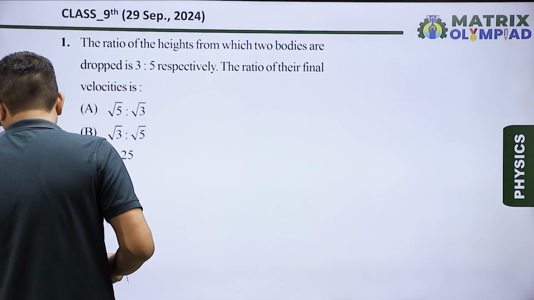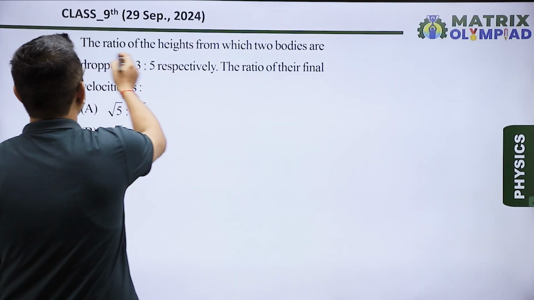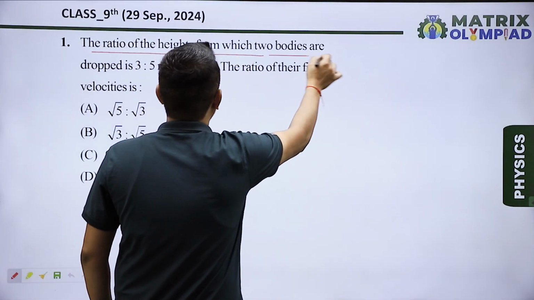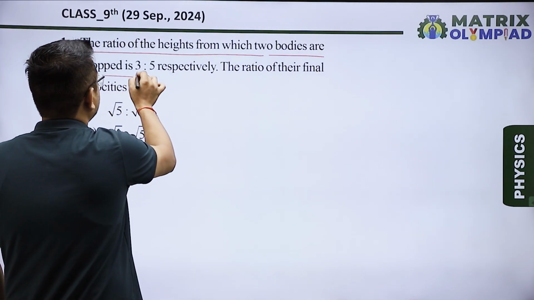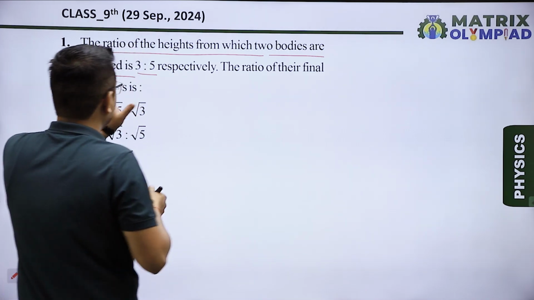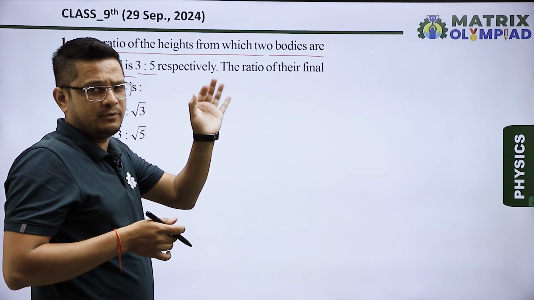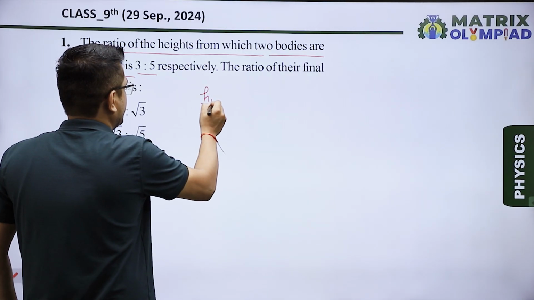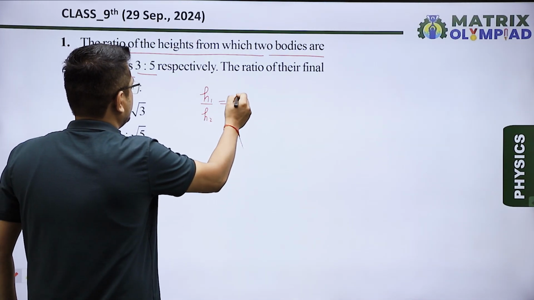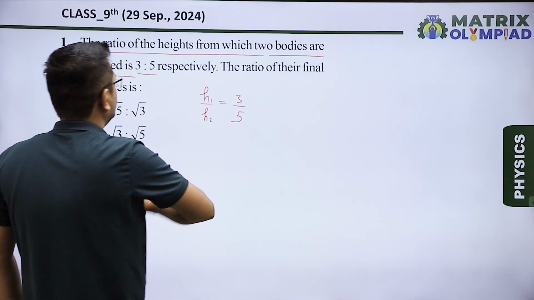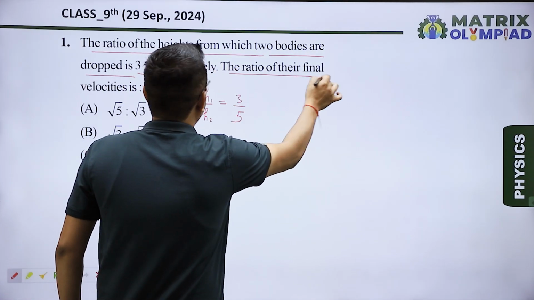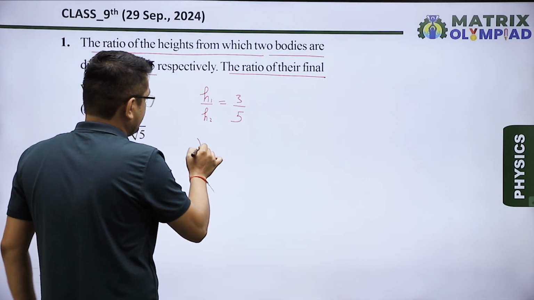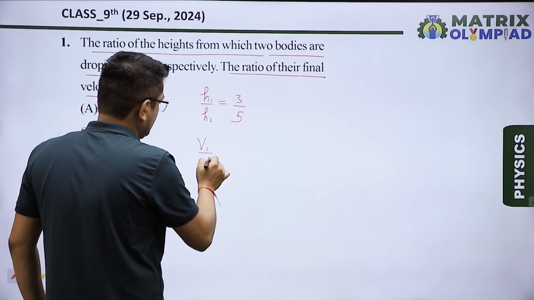Question number 1. It is said that the ratio of heights from which two bodies are dropped is 3:5. That means let us assume the height of the first body is h1 and the second is h2. So it is given h1 upon h2 is 3 divided by 5 respectively. The ratio of their final velocities is, so we have to find the value of v1 upon v2.